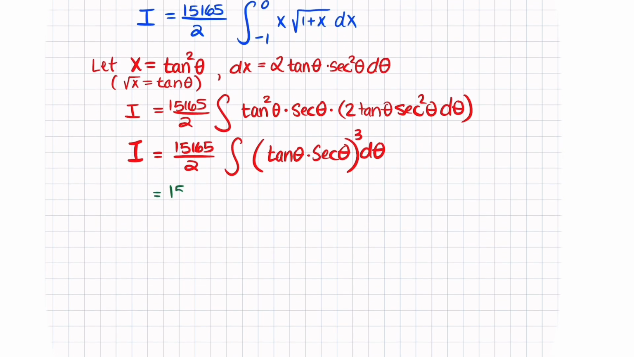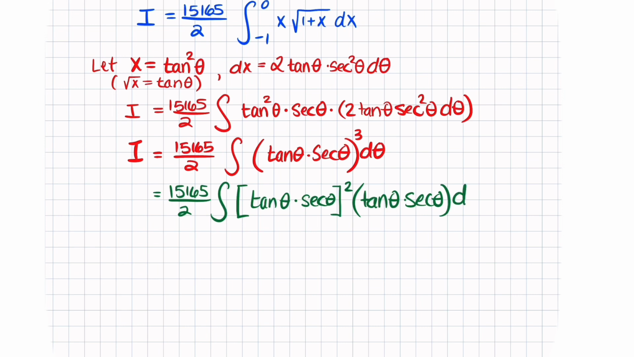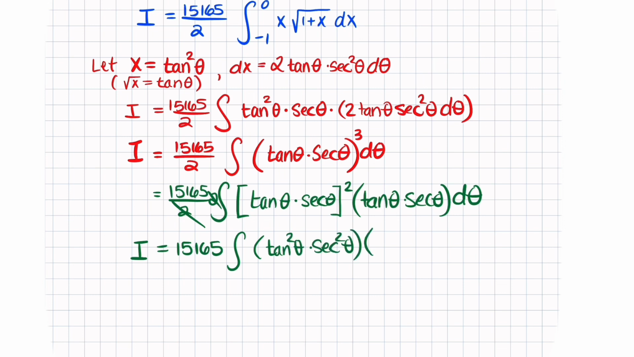All right. So now we're going to rewrite this integral as the constant, which we actually forgot to pull out, the constant of 2 there, so I'll do that in a moment. So the integral of tan secant squared times tan secant d theta, splitting the cube up. All right, so those two canceled from before. So now we have 15,165 times the integral of tan squared secant squared multiplied by tan secant d theta.